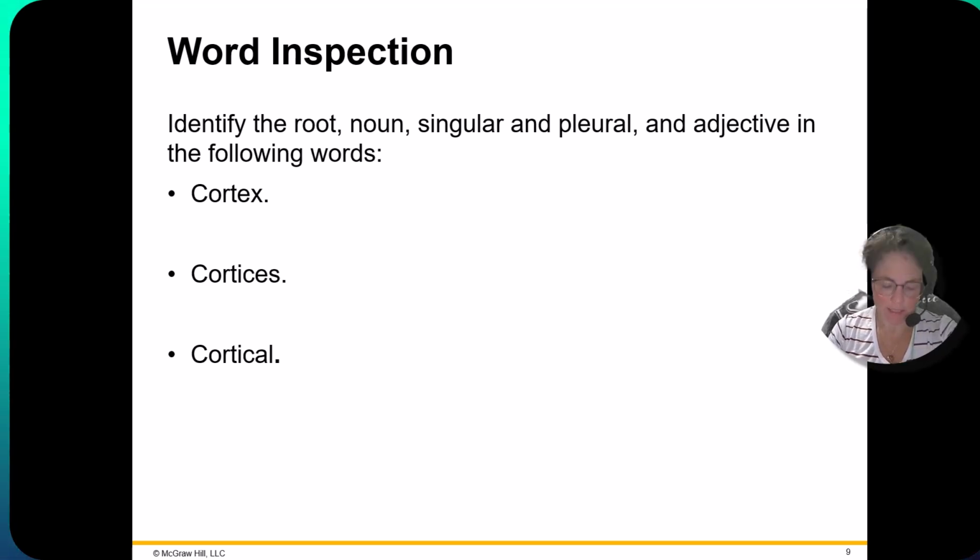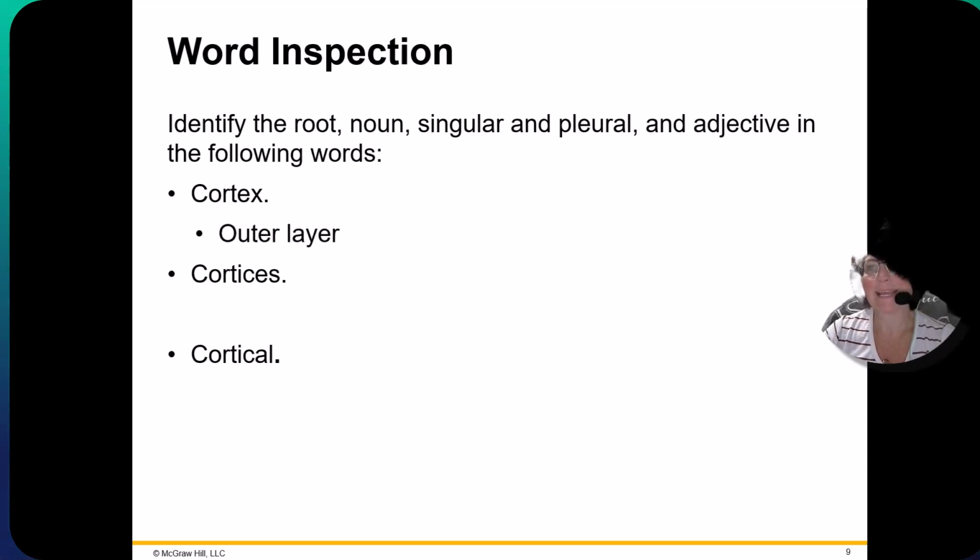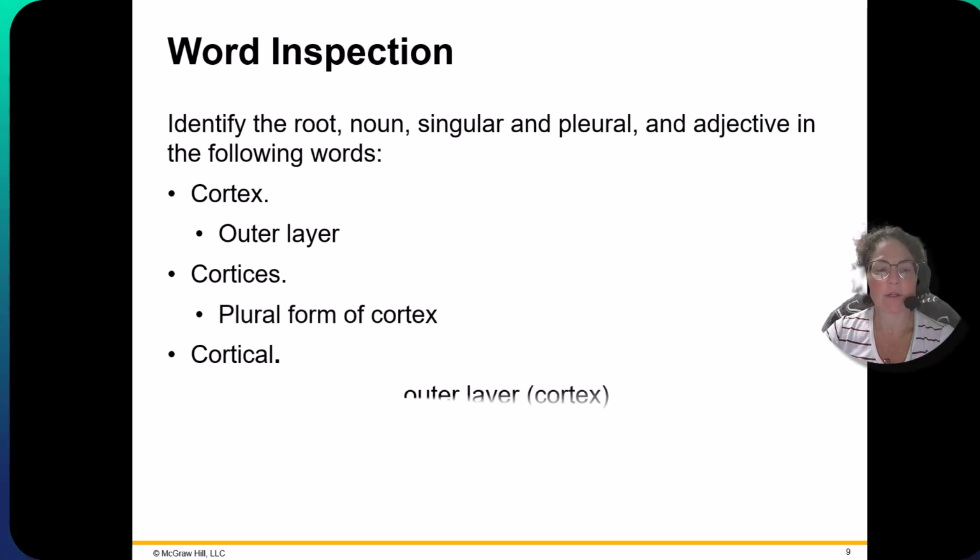Another term within the skin that has different meanings based on noun or adjective, singular, plural. So we have a cortex, which means outer layer. Cortices is a plural form of cortex. And then cortical is an adjective. It means pertaining to that outer layer.